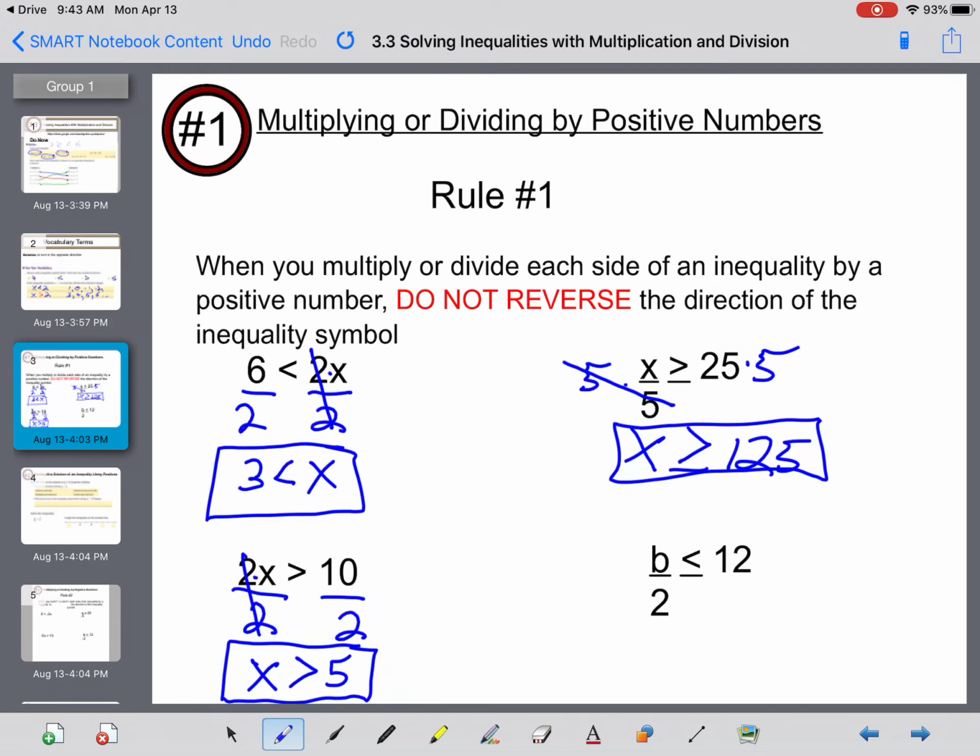And again, we have b over 2 is less than or equal to 12. I'm going to multiply by 2 on both sides. 2's cancel. b is less than or equal to 12 times 2, which is 24.